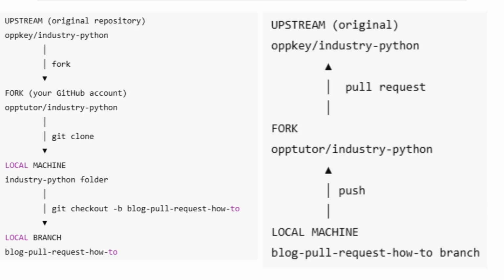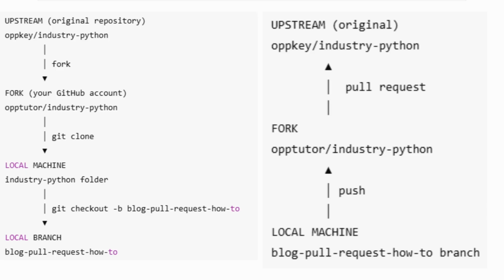You start off with an upstream repository. This is the original repository. In this example, the organization is opkey, and the repo name is industry-python. This is a blog. So this is how you would contribute to a blog if the blog is on an open source repository. And this is actually a fairly common scenario and a good way for beginners to get involved, either with the documentation or potentially with a blog that's part of the community.